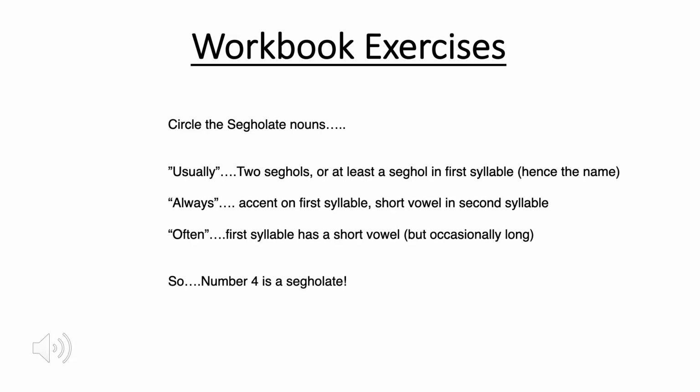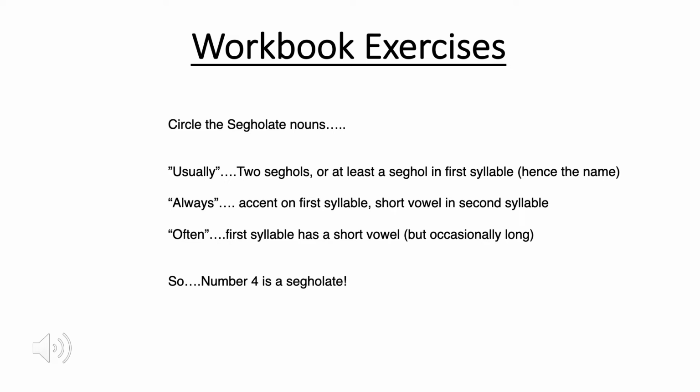In section 3 of part 4, you are asked to identify which of the nouns are segolets. Remember that a segolet takes its name from the fact that it usually has 2 segols, or at least the second vowel in the word will be a segol. Oftentimes the first one will be as well, but not always. Always, though, the accent will be on the first syllable. This is what allows it to maintain a short vowel in the first syllable, if that first vowel happens to be a segol or a patach.